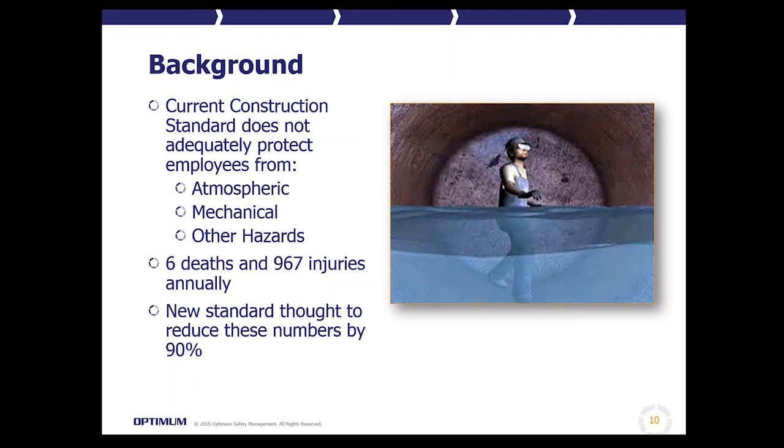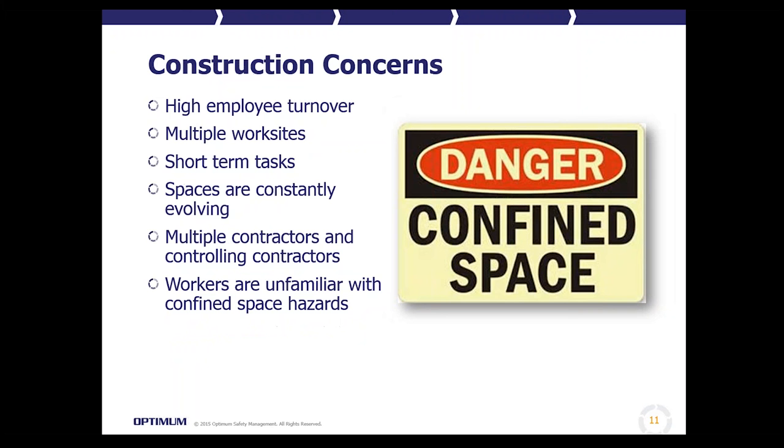So again, we're looking at some statistics. There's about 6 deaths and 967 injuries annually just in confined spaces on construction sites. So the thinking is that if this new standard is implemented and implemented properly, this is going to reduce these numbers by about 90%. That's very substantial. So we certainly want to make sure that we get this done properly and stop these deaths and 967 injuries. And that's the ones that are reported. So we don't even know how many more could be out there that we're not even sure about as far as injuries go.